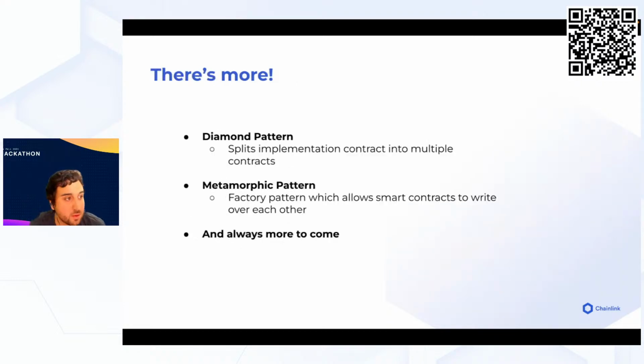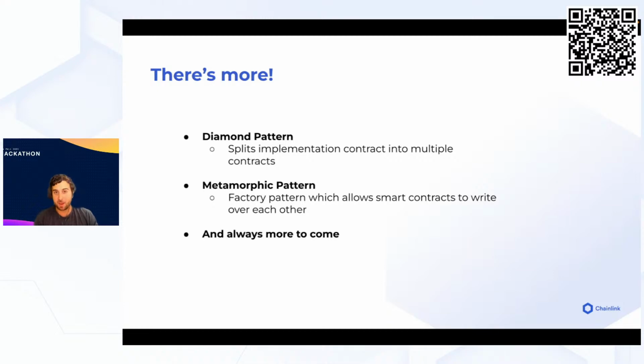All right. And there's more than this, right? So we have the diamond pattern, which actually splits the implementation contract even more into all these different implementation contracts, where each implementation contract is a specific function all on its own. So there was a question earlier about, if you just want to upgrade specific functions, this can give you that power. So you may want to look into the diamond pattern more. I'm not going to go into detail on it for time in this demo.